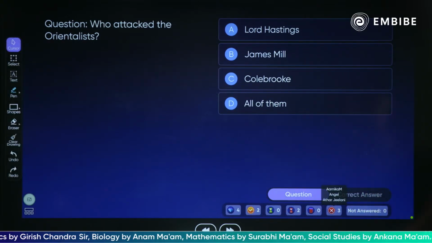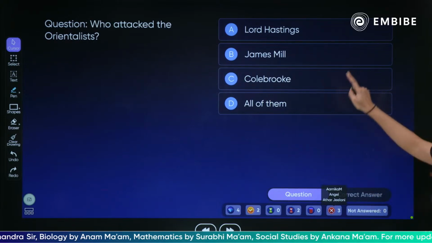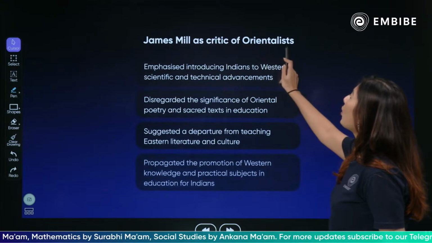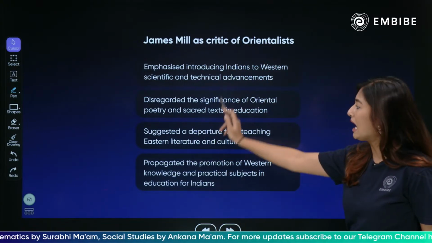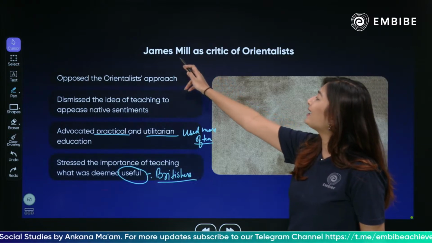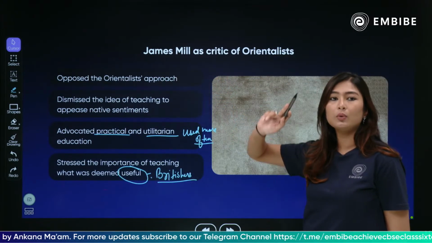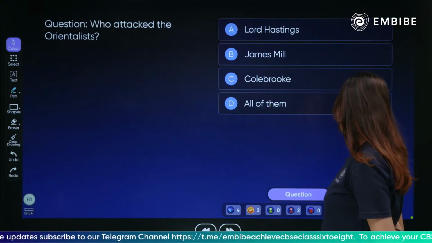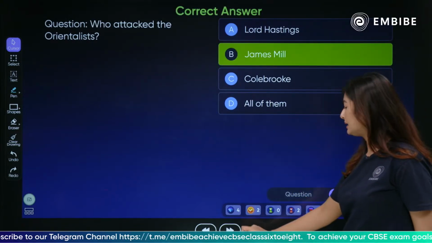Anika, Angel, Athar also have taken an attempt. बच्चा, it was James Mill. मैं पीछे जाके आपको दिखा दूं. James Mill as a critic of Orientalists is what we have been doing. ये सारी बातें किसने बोली हैं? All of these things is being told by James Mill. ये सब कुछ कौन बोल रहा है? James Mill बोल रहे हैं. तो ये इसका सही जवाब क्या होगा? James Mill होगा. ठीक है?